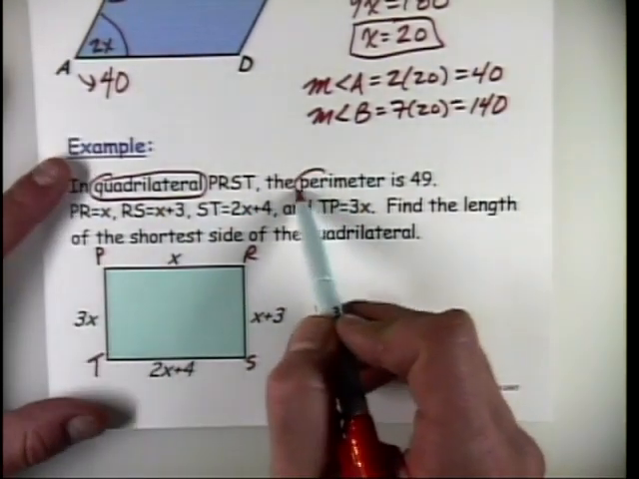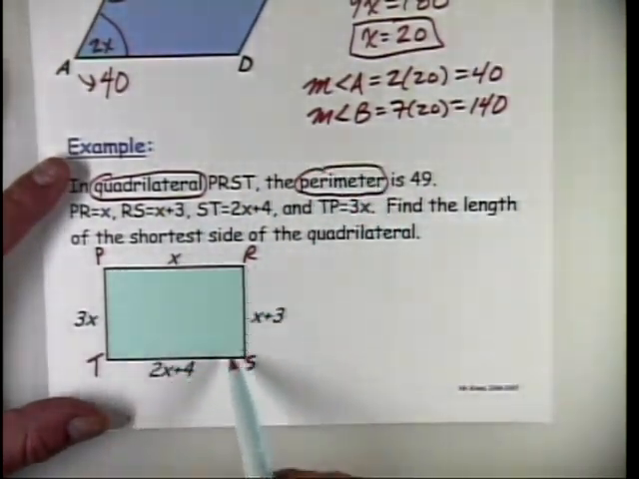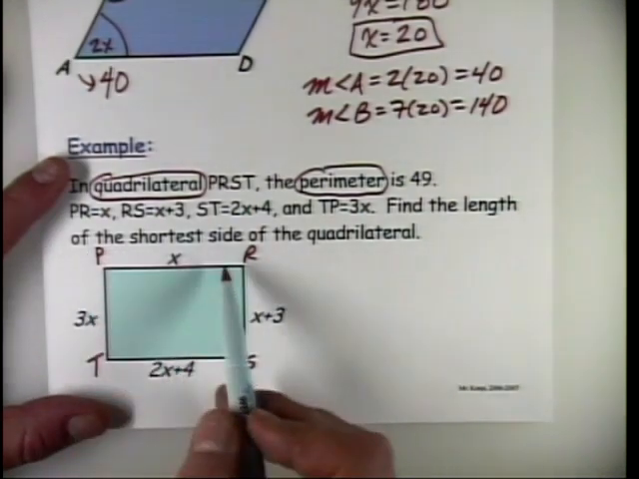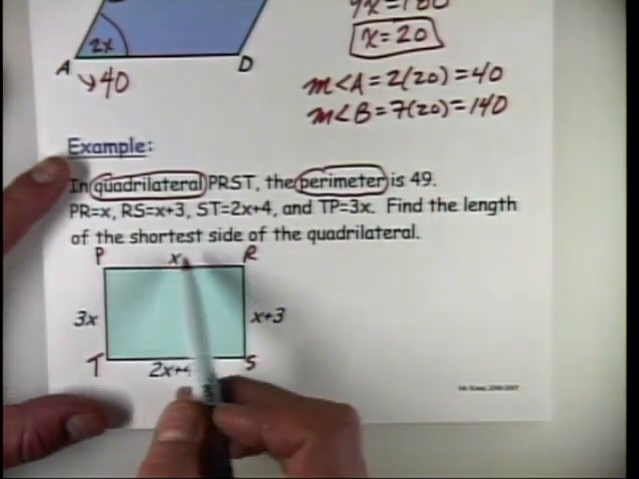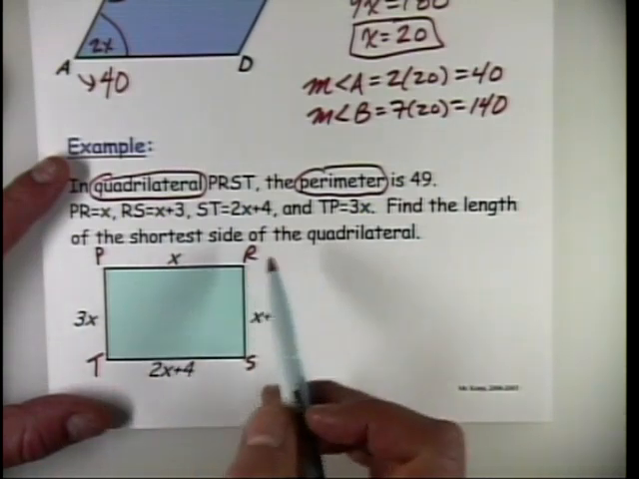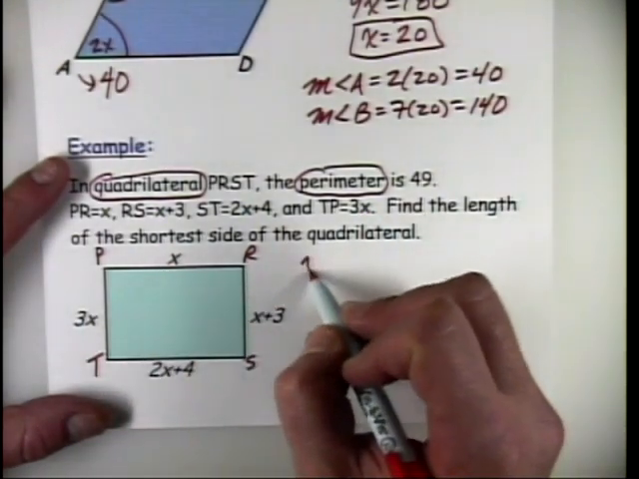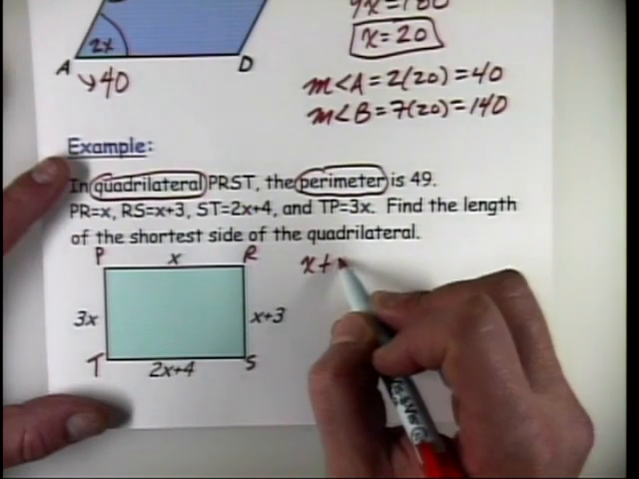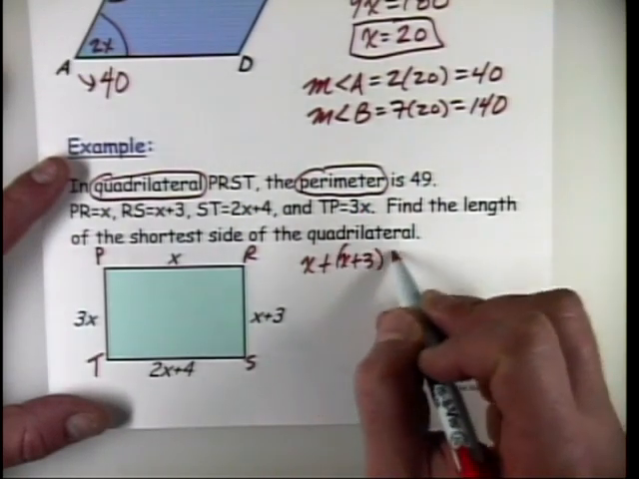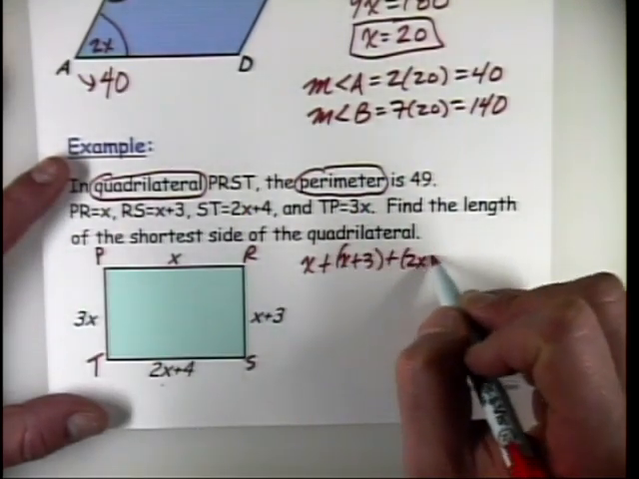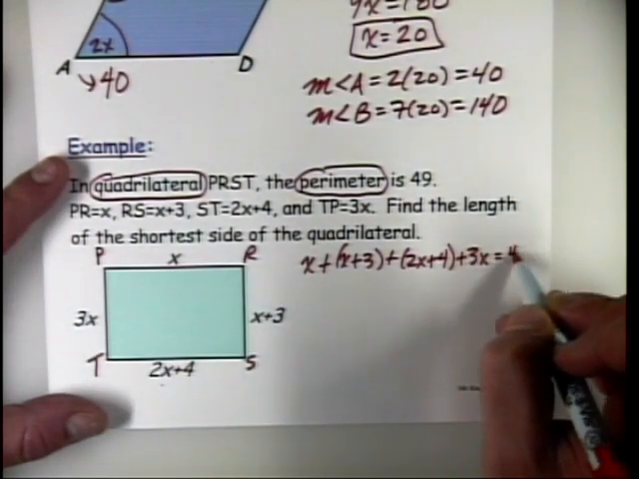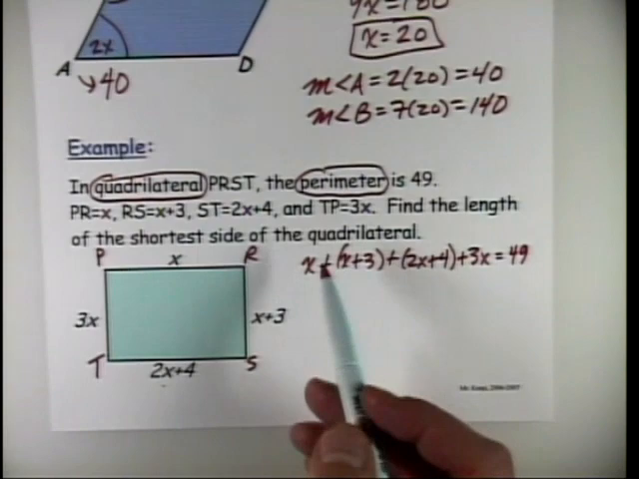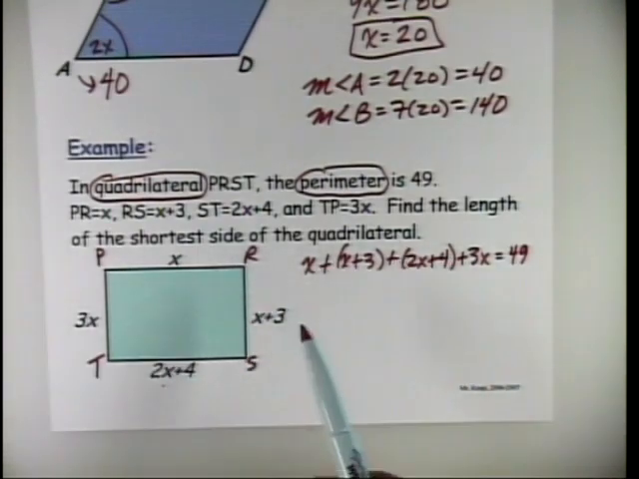Now, the perimeter is our distance all the way around the outside. If we were to walk around the outside, how far would we walk? We know that's 49 units. So I can add up all my variable expressions here and set them equal to 49. So I know that x plus 3 plus 2x plus 4 plus my last one, 3x, has to equal 49. Okay, and the grouping symbols, again, just show the substitution of the different sides, but there's nothing to distribute here, so they're not really needed.